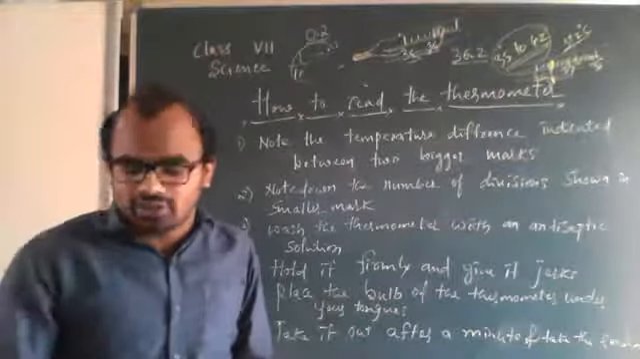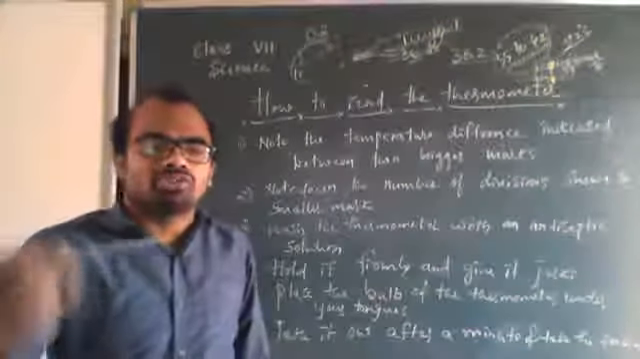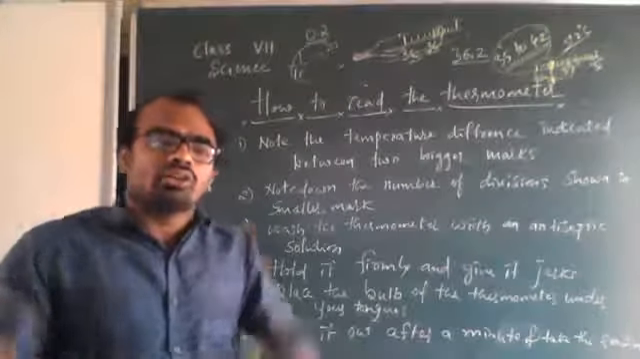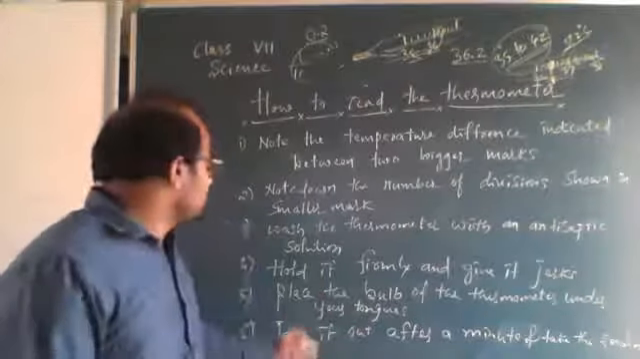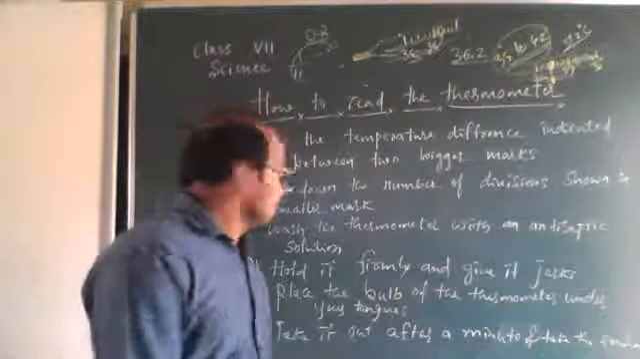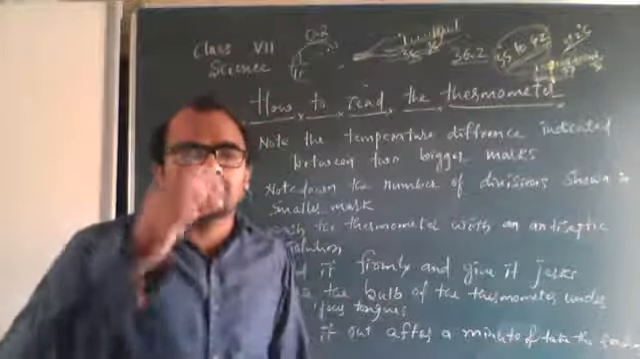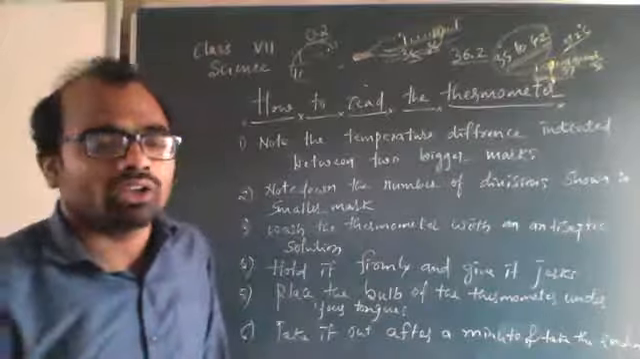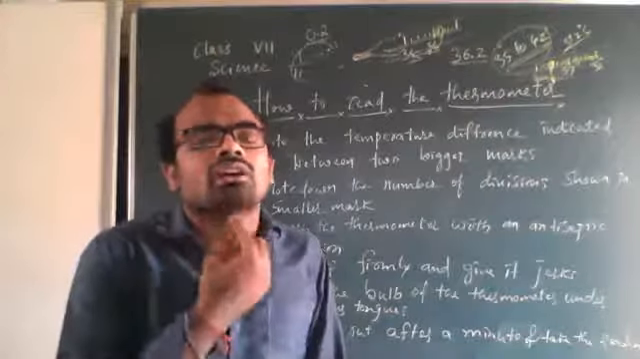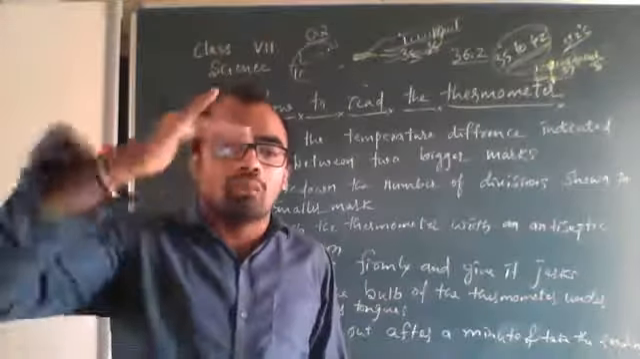So you have to hold it firmly and then give it jerks like this, so that the mercury level comes down properly. And place the bulb of the thermometer under your tongue. After this we have to place the bulb of the thermometer like this under our tongue. So under our tongue, that means tongue under, not above the tongue.